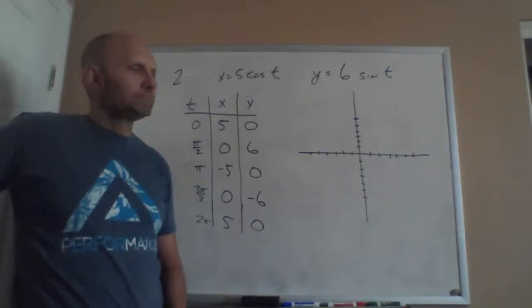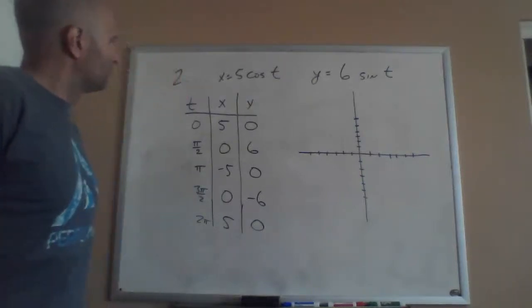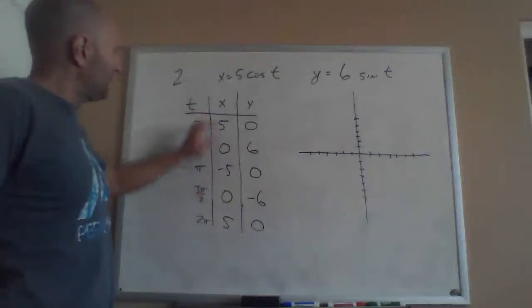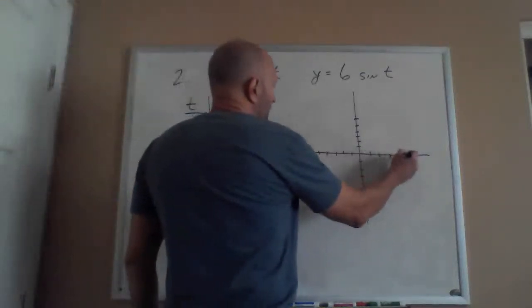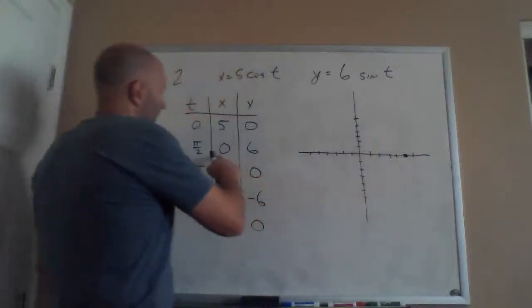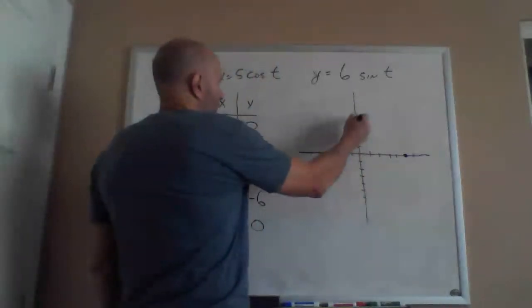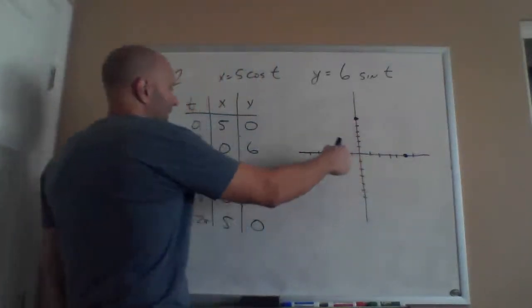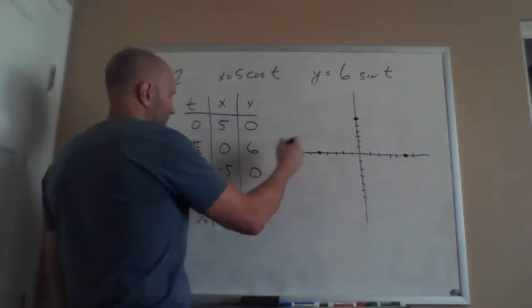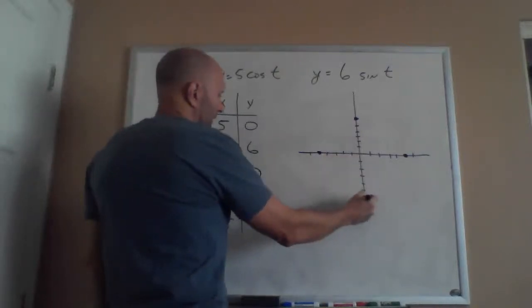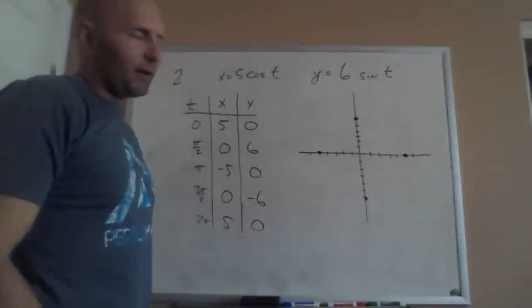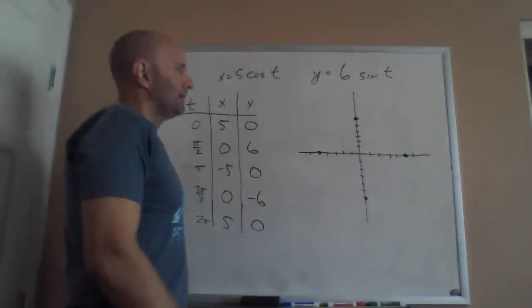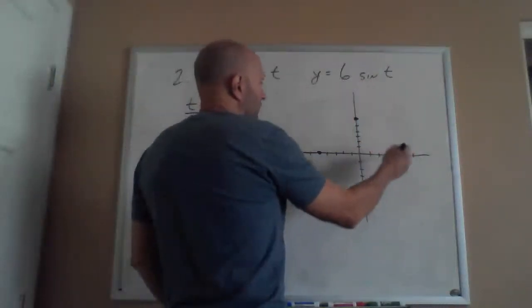Okay, that's fine. All right, so sketching these points, I'm not worried about T anymore. It's just my X and Y values. So X is 5, Y is 0. And then 0, 6. So that puts me up here. And then -5, 0, 0, -6, and back to 5, 0. So I have these 4 points, and technically there's points all along the way.